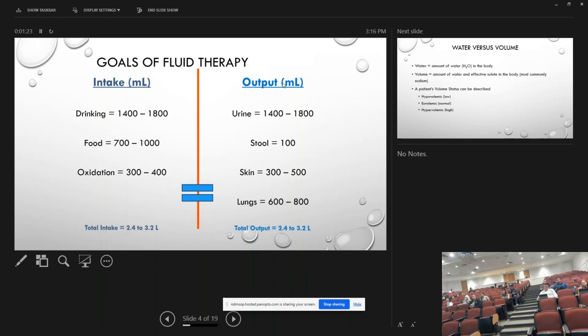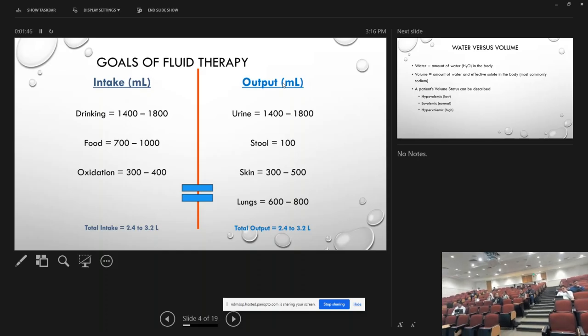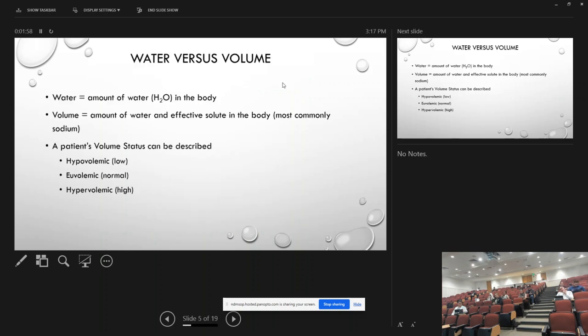Skin, insensible losses up to 500 in normal states, right? In abnormal states, you can certainly lose a lot more fluid through your skin. And then lungs, you lose a fair amount of fluid just by respiration, exhaling, so almost a liter of fluid. Your body wants to maintain homeostasis with fluid as well as electrolytes, which we'll talk about soon. So these should remain equal. When they don't remain equal, then you have issues, either hypovolemia or hypervolemia.